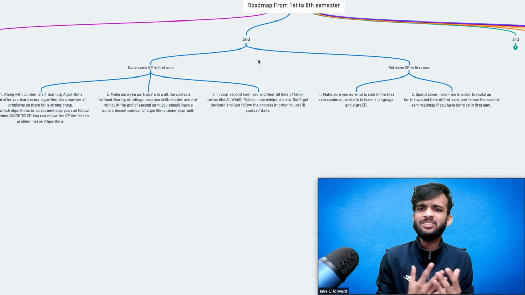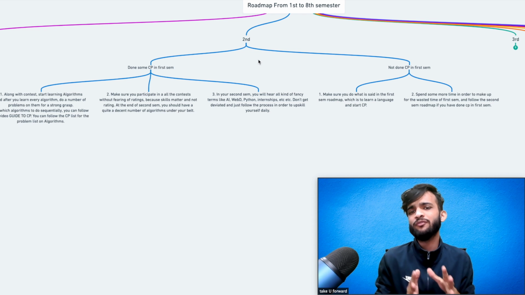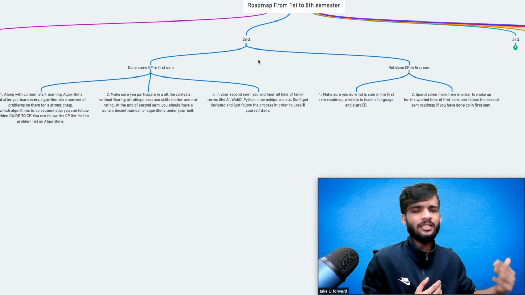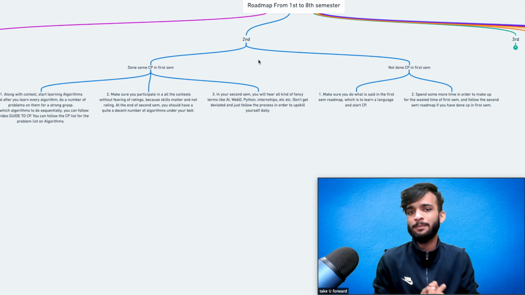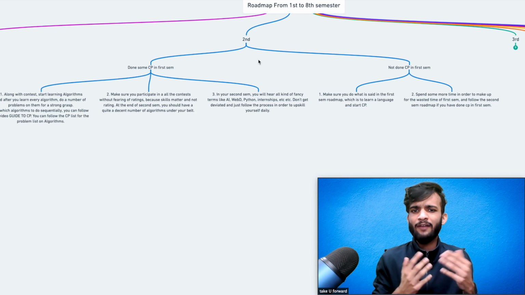So at first, in your first year, try to solve at least 4 or 5 problems of every algorithm. Then when you move on to second year, third year, try to solve the other 5 problems on the CP list, because the first problems are generally easy, and after that they are medium and hard.